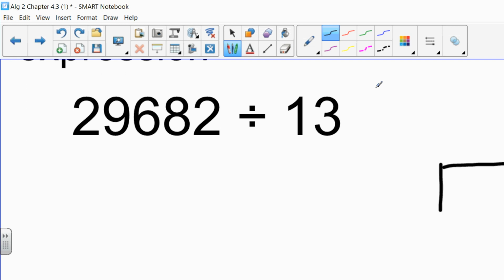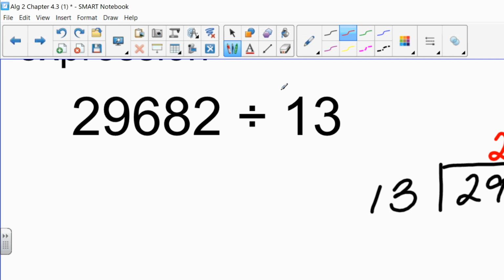So the first thing we're going to do in dividing these two numbers by long division is to put our first number inside here, and the number we're dividing by goes on the outside. Does anybody remember what we do next? Right, we would see how many times it goes into 2, which we know 13 does not go into 2, so we would look at 29. So how many times does 13 go into 29?